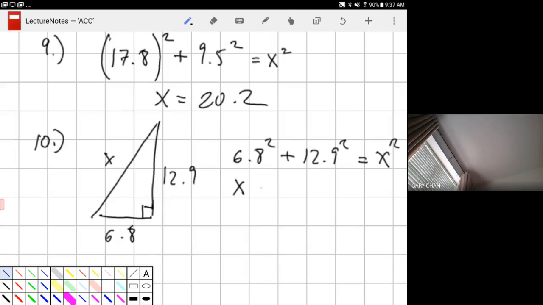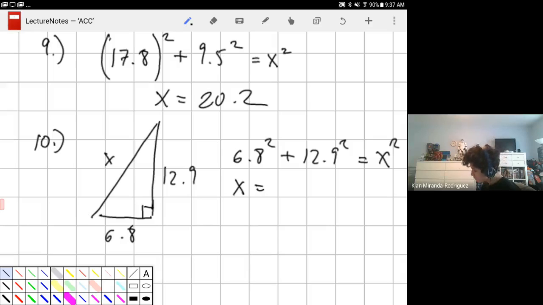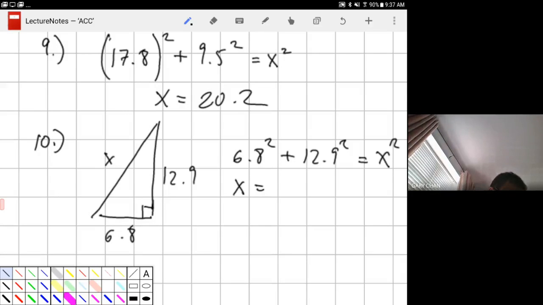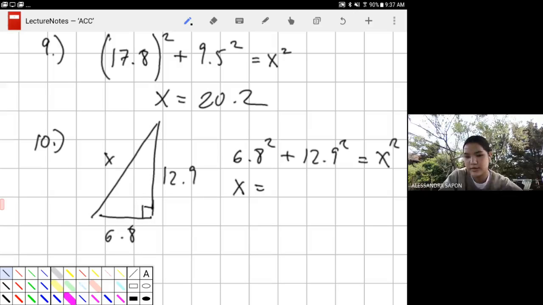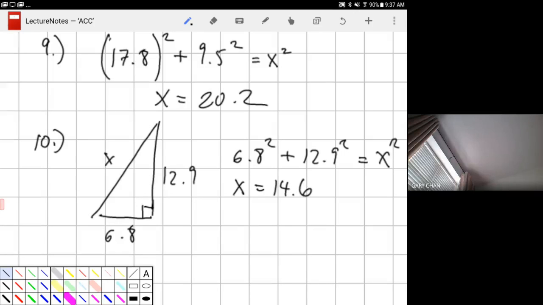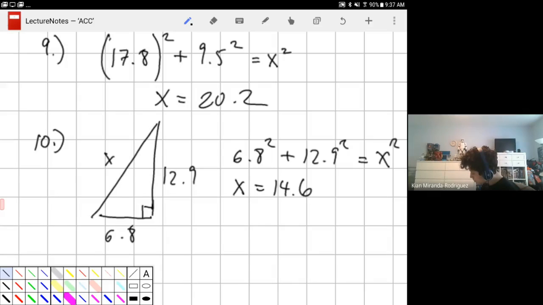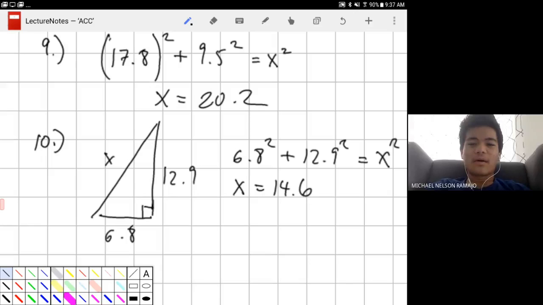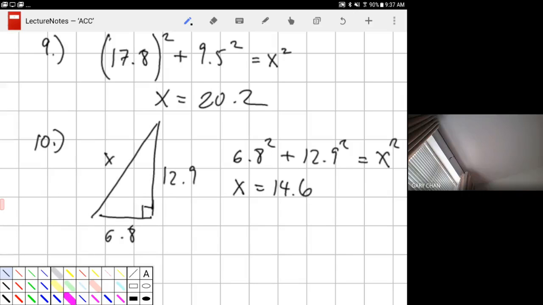Can someone tell me what that is when you have it? I got 14.6. 14.6 for the final answer. Cool. 14.6. Kian, Michael, Calvin, yeah, I got it. Okay.